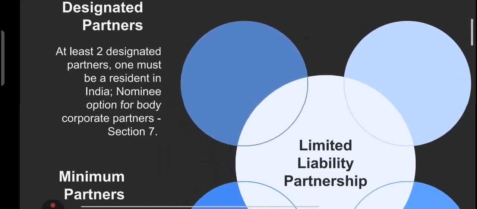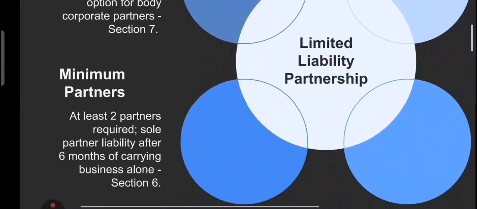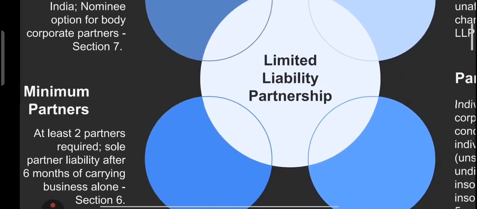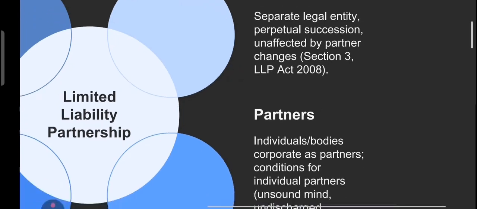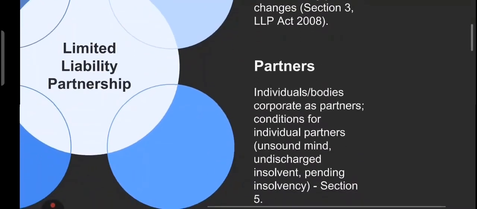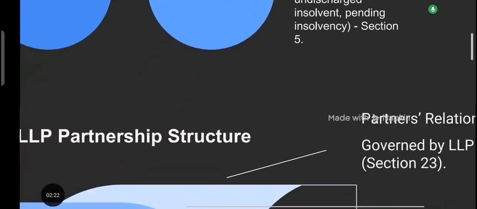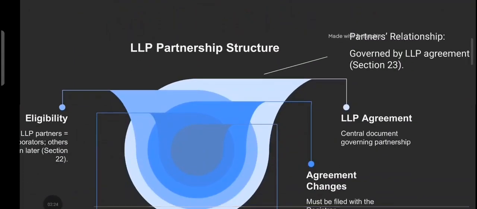So at least 2 designated partners, one must be resident in India, and at least 2 partners are required. A sole partner becomes liable after 6 months of carrying on business, and the LLP is a separate legal entity. Perpetual succession, right? It continues to exist even if the partners change. Individual or even company can be a partner in an LLP, but some restrictions are there. Now have a look at the next slide, LLP partnership structure.